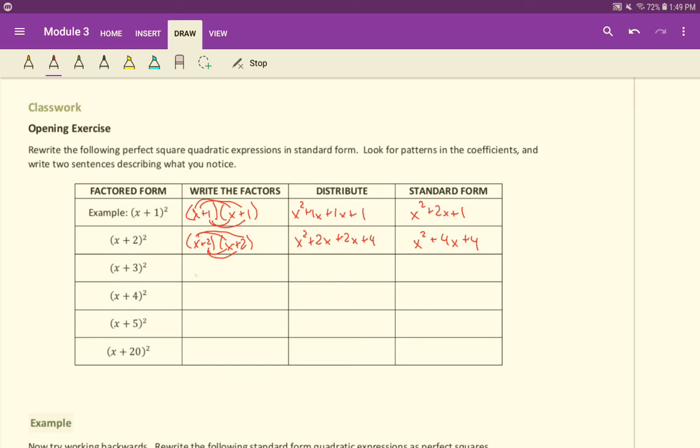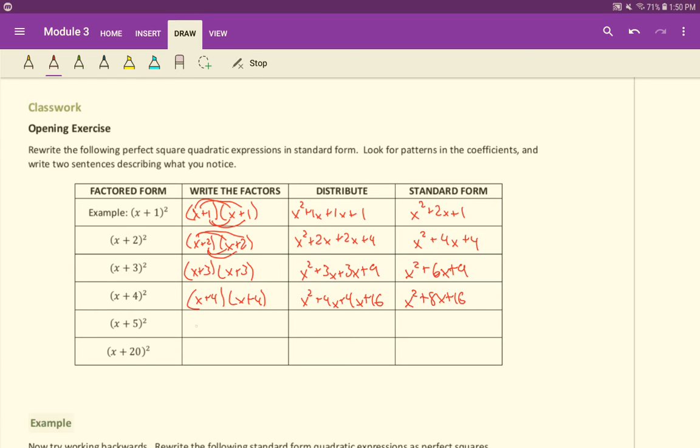Okay, hopefully you paused the video here. I'll go ahead and just do the rest. 3x plus 9, and so you get x squared plus 6x plus 9. This next one is x plus 4 times x plus 4, which will be x squared plus 4x plus 4x plus 16, which will be x squared plus 8x plus 16.